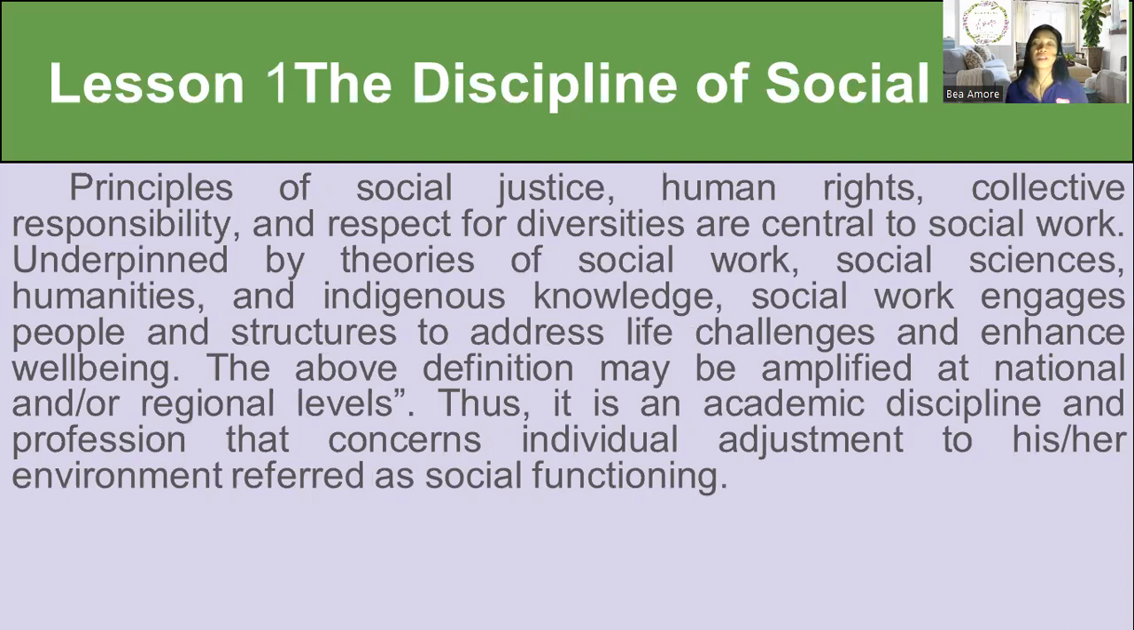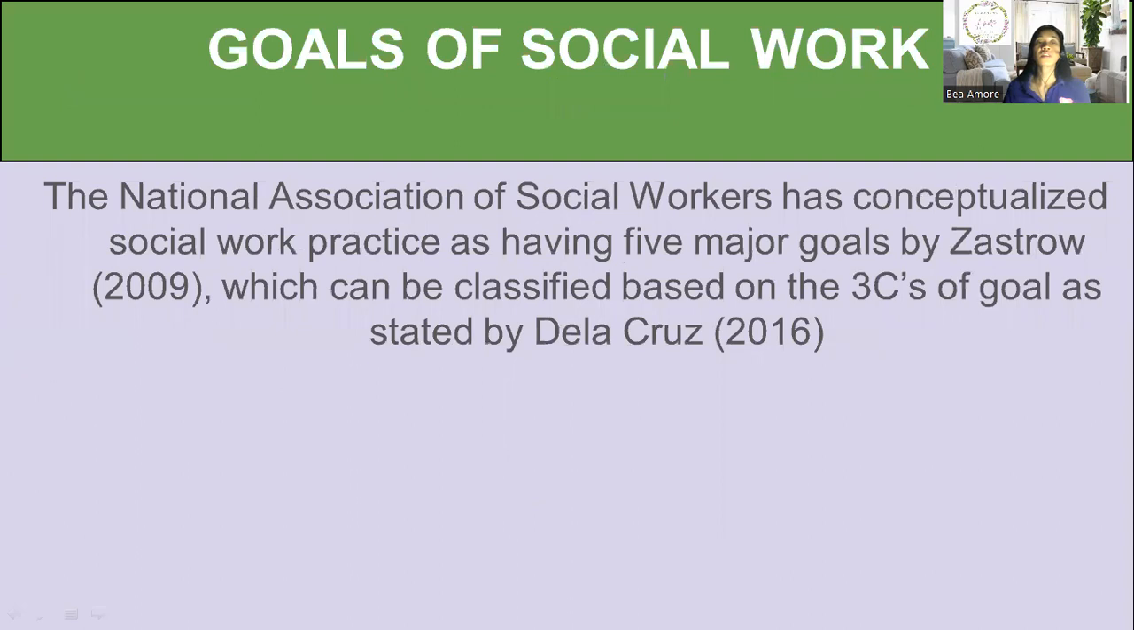Thus, it is an academic discipline and profession that concerns individual adjustment to his or her environment, referred to as social functioning. These are the goals of social work. The National Association of Social Workers has conceptualized social work practice as having five major goals by Sastro 2009, which can be classified based on the three C's of goals as stated by De La Cruz.